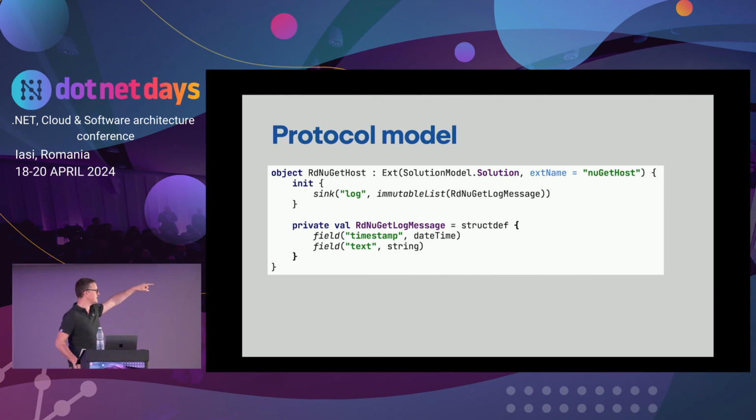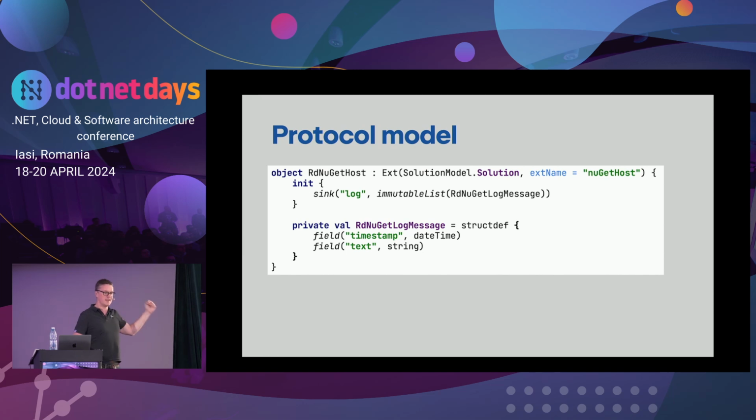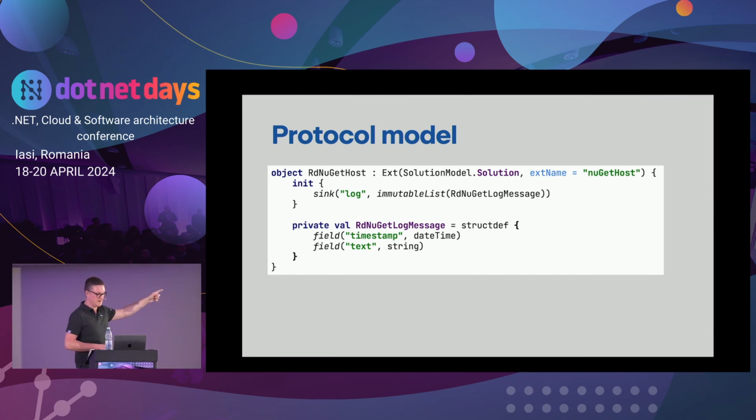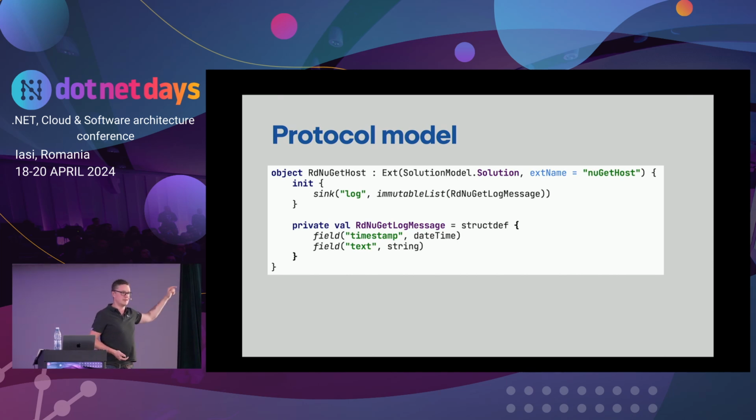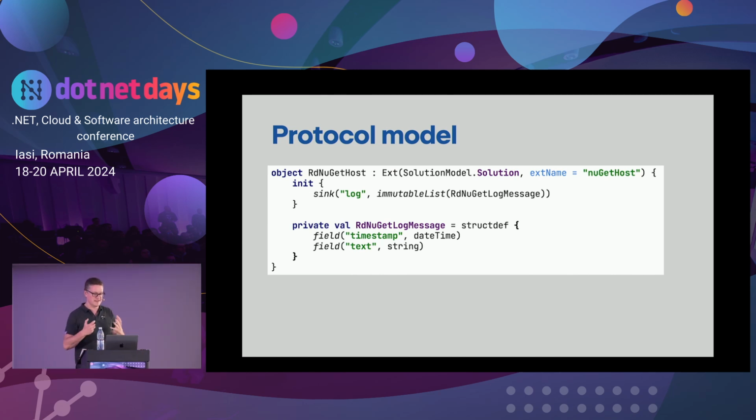In the constructor of this object, init, that's a constructor, we are defining the fact that we have a property called log, which is a sink, so it takes data. And that data is going to be modeled as an immutable list of a class called RD NuGet log message. It's not a class, it's actually a struct. The RD NuGet log message, in turn, is a structure definition, a struct with two fields, a timestamp and a text. We can make them nullable, we can make them async if we want, but essentially this is how you would model some functionality, build up the view model that ReSharper and IntelliJ can work with.